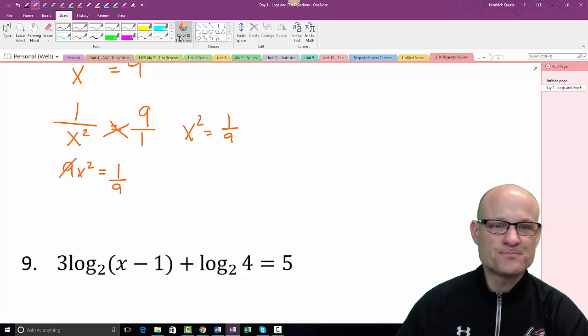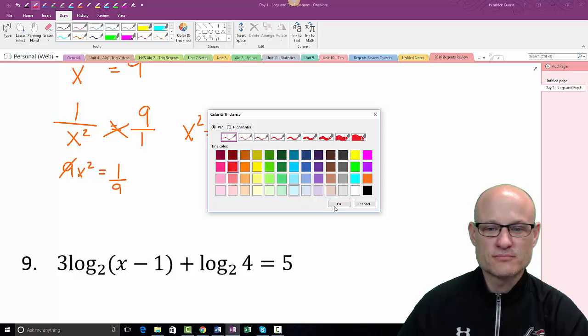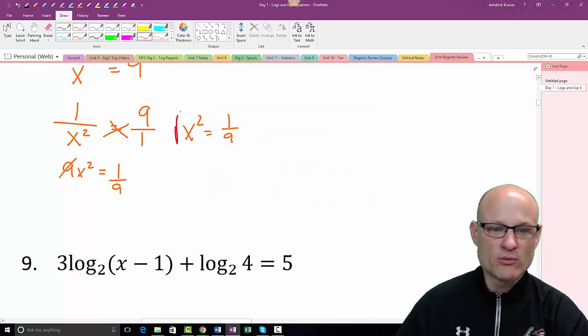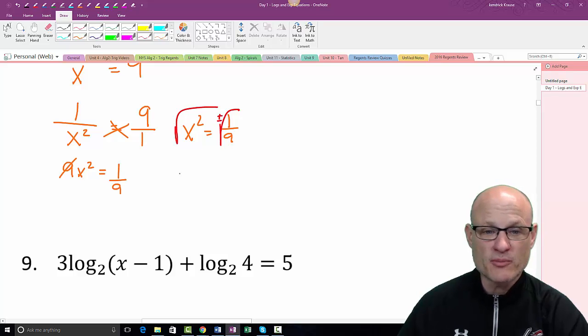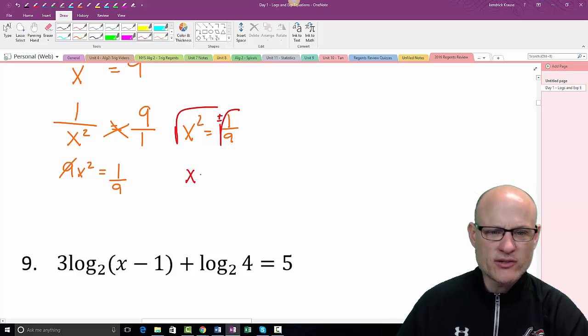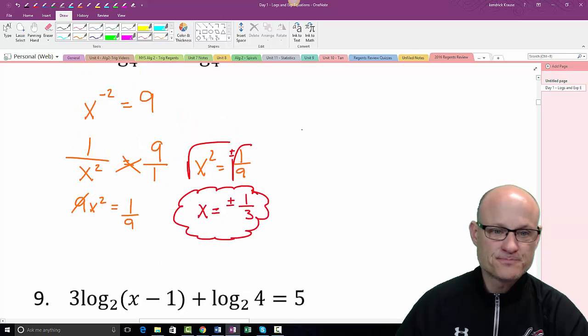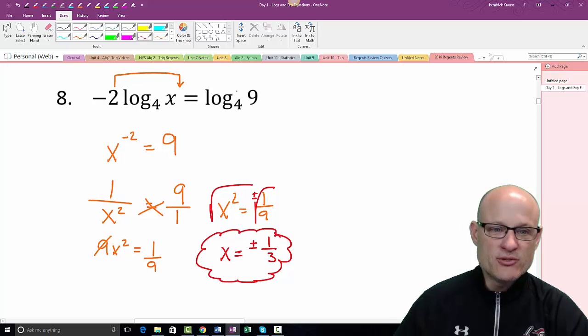I take the square root of both sides. I remember when I take the square root of both sides, I put a plus or minus. So I get x is equal to plus or minus. The square root of 1 is 1. The square root of 9 is 3. Now here's a problem, and I don't have my graphing calculator to show you. You can't take the log of a negative number.